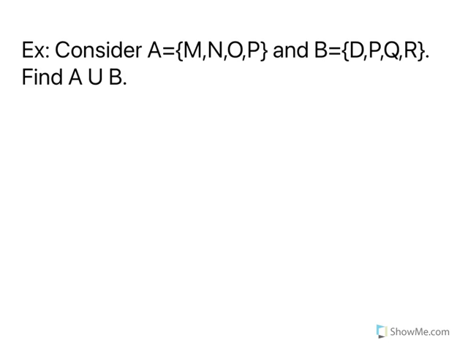So let's consider set A that exists with 4 elements, M, N, O, and P. And B has 4 elements, D, P, Q, and R. Find A or B. So when you're thinking about A or B, it's literally anything that exists in either one of these. So A or B is the set of, well, let's think about this.